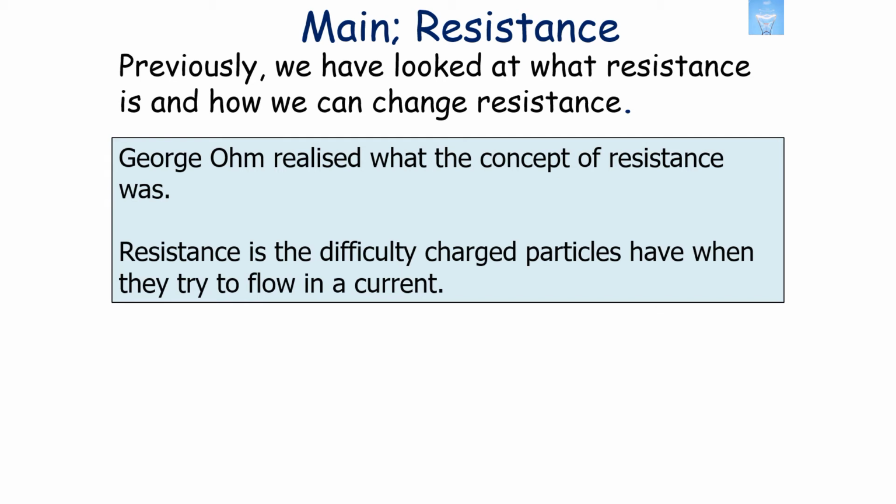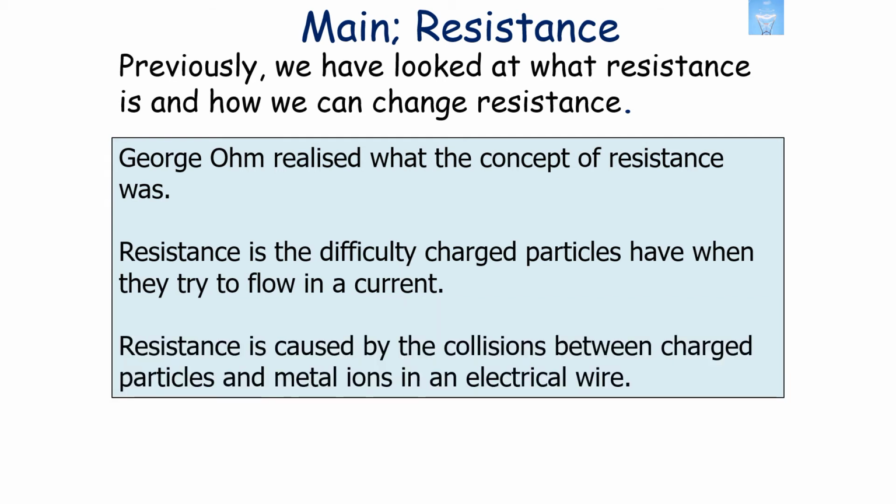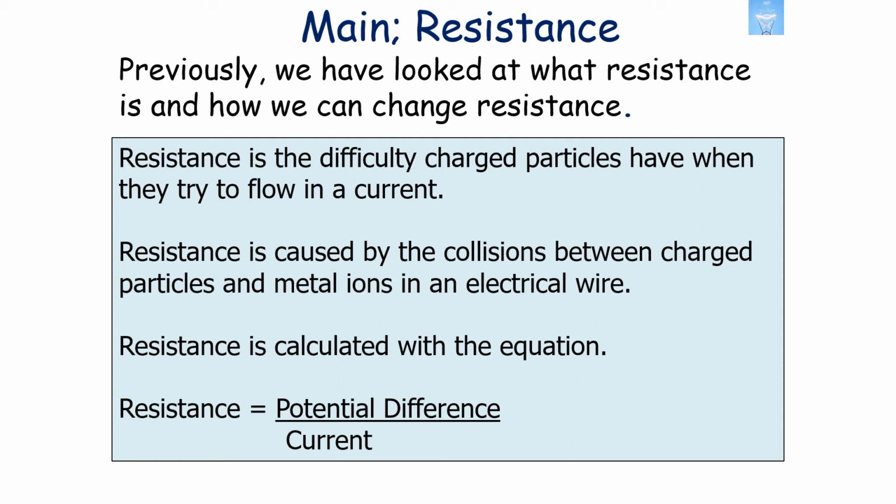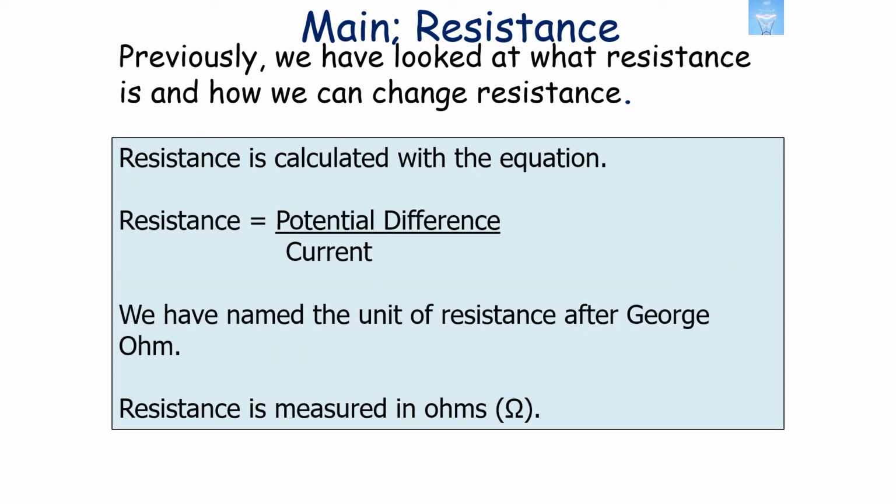Resistance is the difficulty charged particles have when they try to flow in a current. So resistance is caused by the collisions between the charged particles and the metal ions in an electrical wire. And you can calculate it with the equation resistance is equal to potential difference divided by current. And we named the unit of resistance after George Ohm, which is given the resistance ohms.